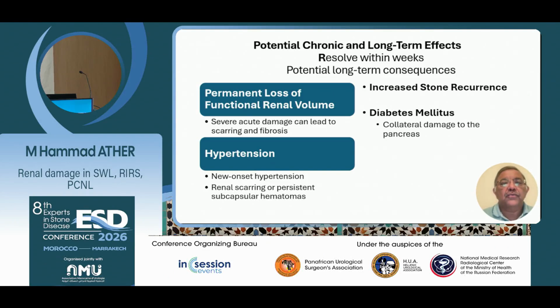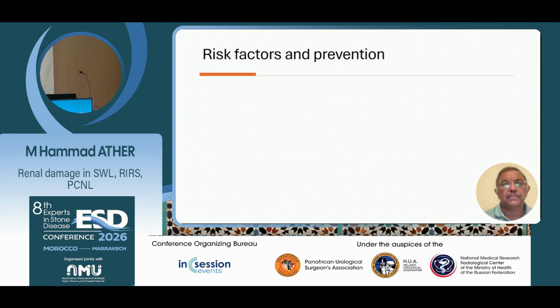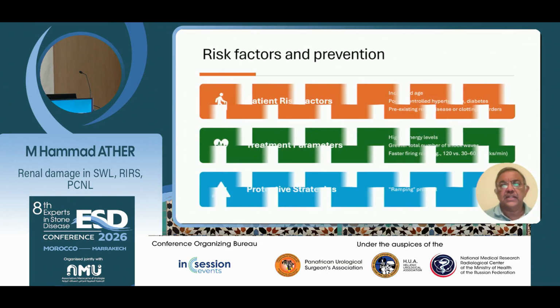There can be permanent loss of renal volume, which occurs from severe acute damage with subsequent scarring and fibrosis. There can be development of new onset hypertension, which again is from renal scarring and persistent subcapsular hematoma with compression effect. Lithotripsy can also increase the stone recurrence rate, and if there is injury to the surrounding organs like the pancreas, diabetes can be a consequence. What are the risk factors and how can we prevent them?